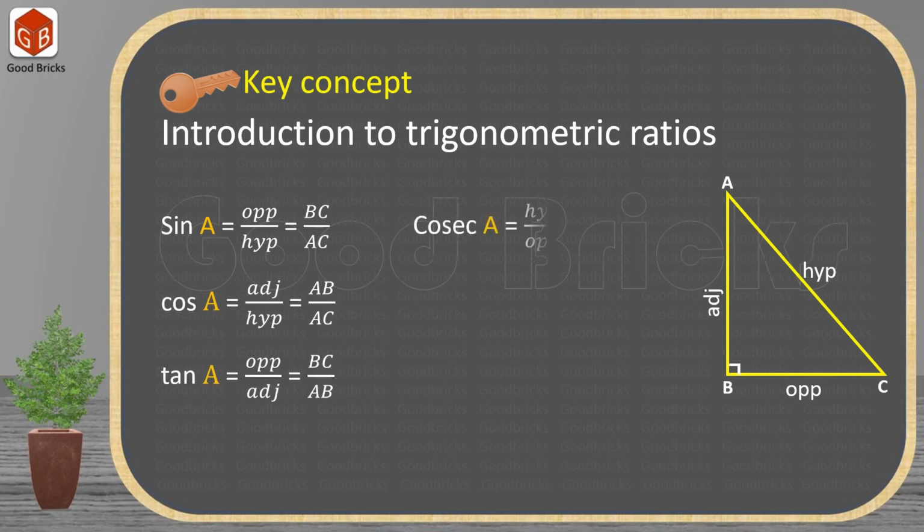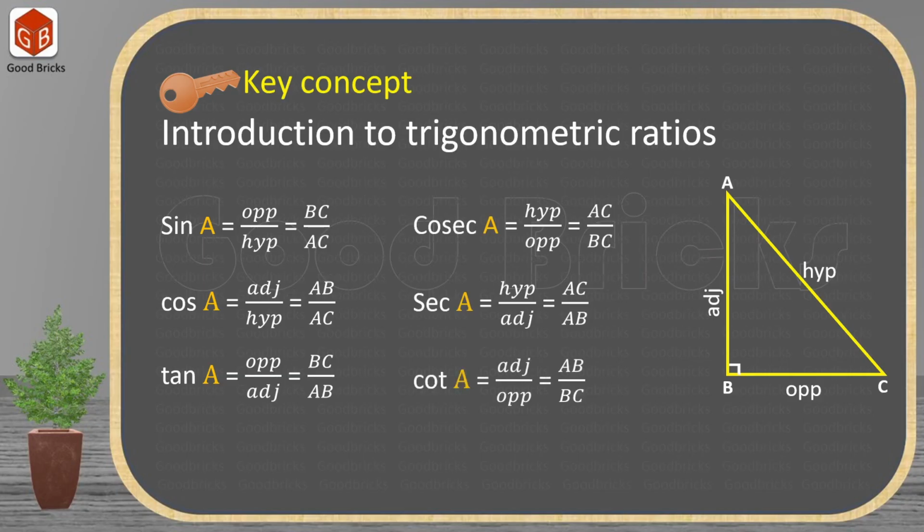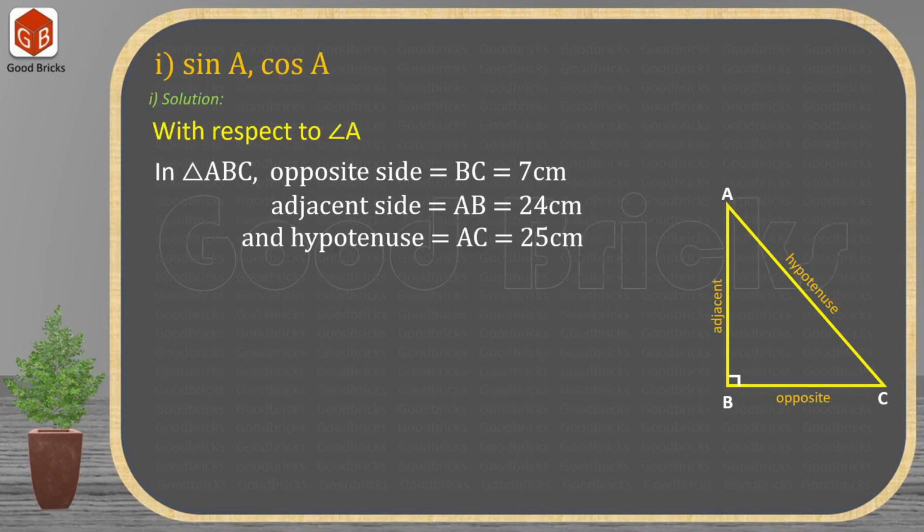And inverse of sin theta is cosec theta, inverse of cos theta is sec theta, inverse of tan theta is cot theta. And one more thing you should know, tan theta can be written as sin theta by cos theta. So let us now find sin A, and you know that for this angle A, opposite side is BC and hypotenuse is AC. So sin A is nothing but BC by AC, and values are 7 by 25.